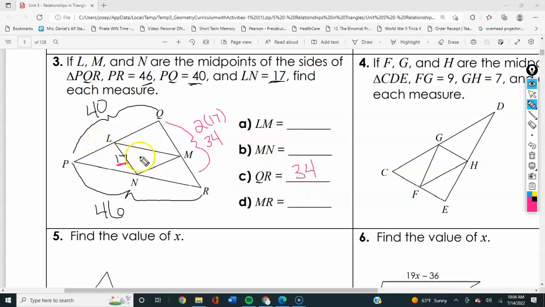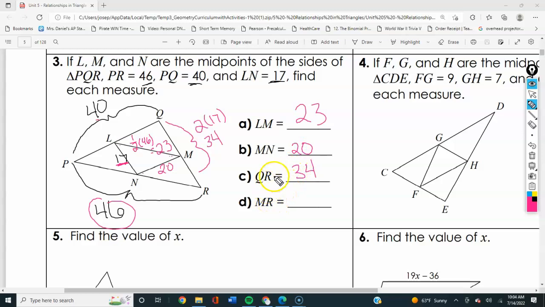LM. So here's LM. If this is 46, LM is going to be half that, right? It's going to be half of 46. So that's 23. MN. So MN is going to be half of 40. And half of 40 is 20.